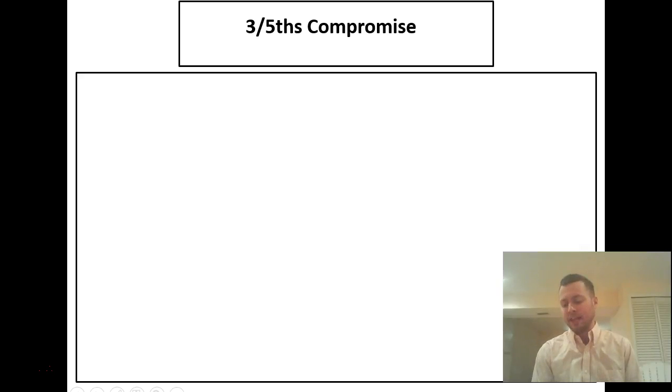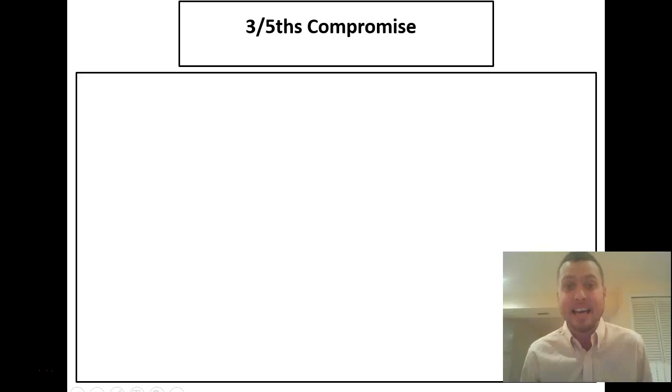The 3/5 compromise. This was an ugly compromise that came out of the Constitutional Convention over the issue of slavery. So think about this. Let's say there's 100,000 slaves in Virginia. How do you count them? Do you count them for representation? Remember, more people, more power. So do you want them to?